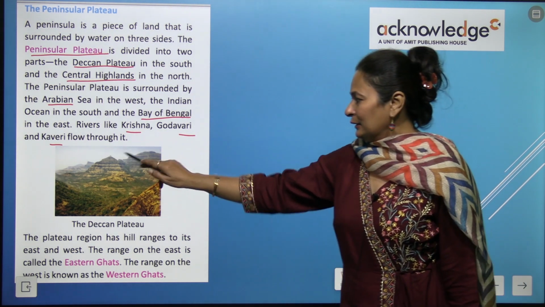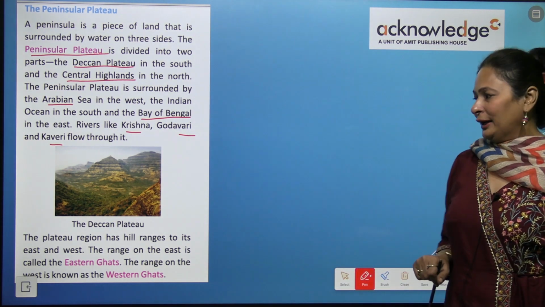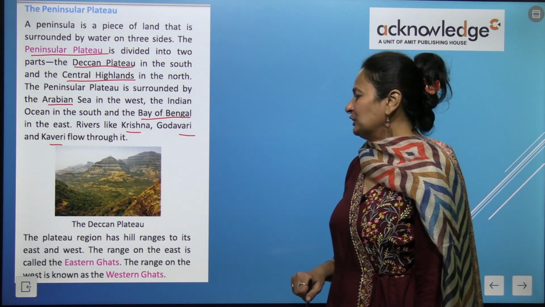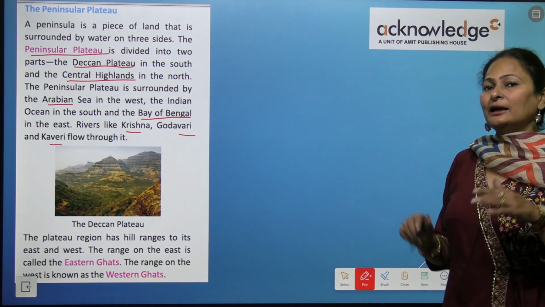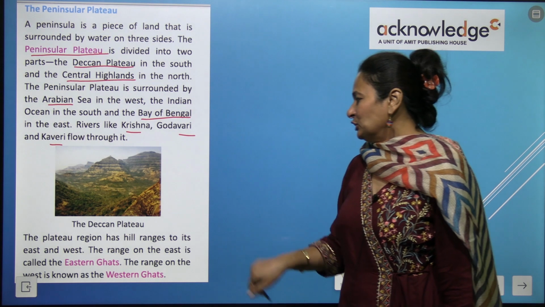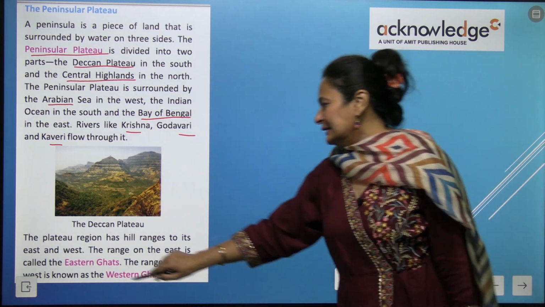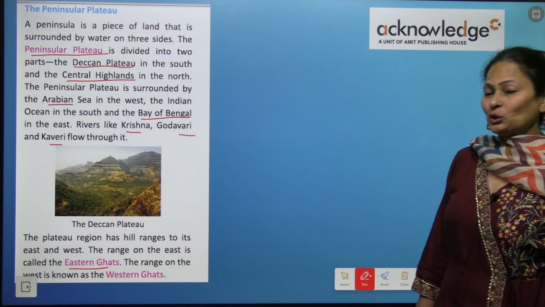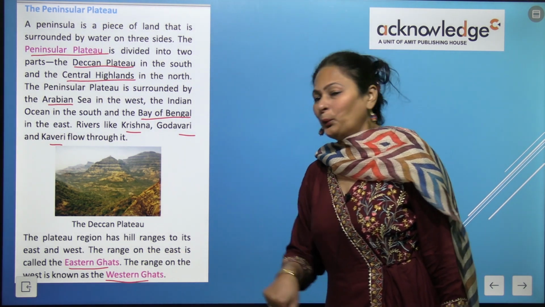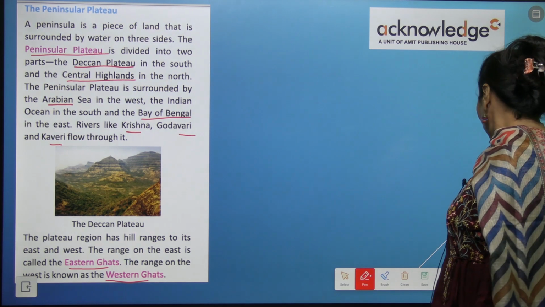This is the picture of Deccan Plateau. Plateau region has high ranges to its east and west. The range on the east is called Eastern Ghats and the range on the west is known as Western Ghats. Let's go back again.